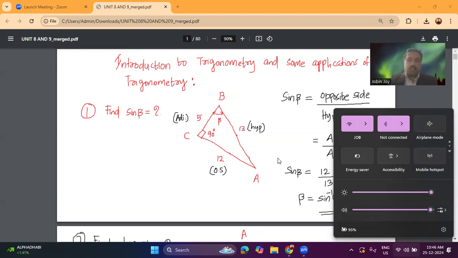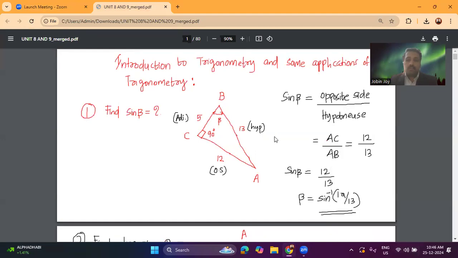Okay, so let's start the next topic, that is Introduction to Trigonometry and some applications of trigonometry. So the first question is find sine beta.